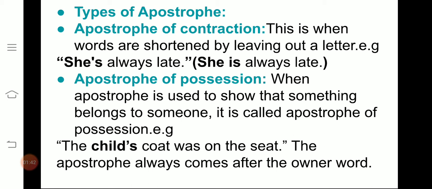So this is when the words are shortened by leaving out a letter, and we show an apostrophe there, so it's a contraction. This is called apostrophe of contraction when we make the short forms of the words.